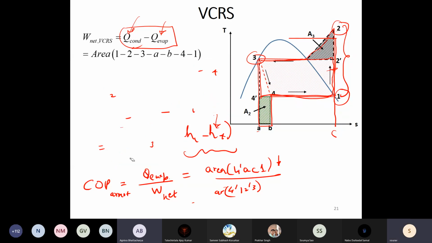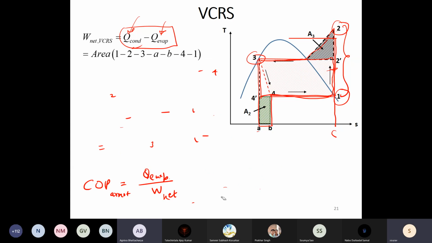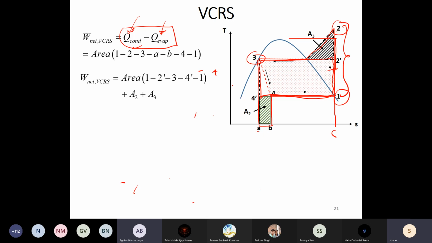Okay, so this is the practical change from your Carnot cycle, or reverse Carnot cycle, I must say. Okay. Any doubts or any queries till now?